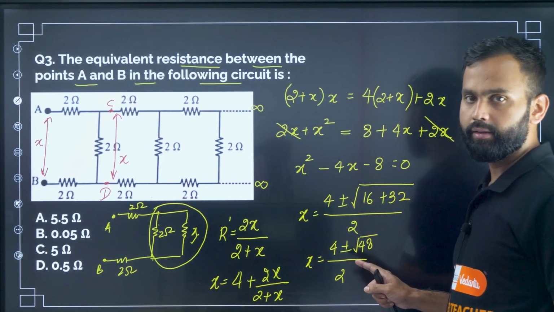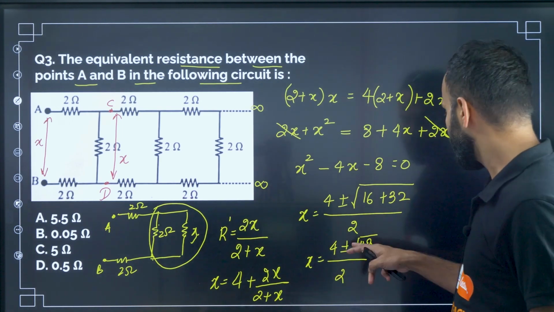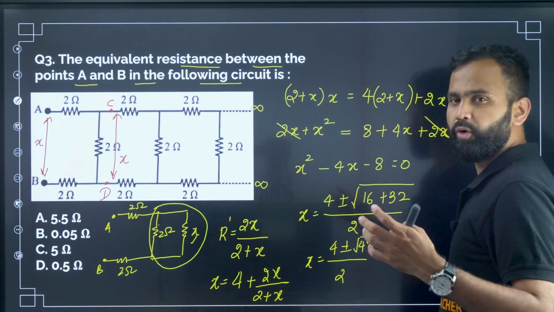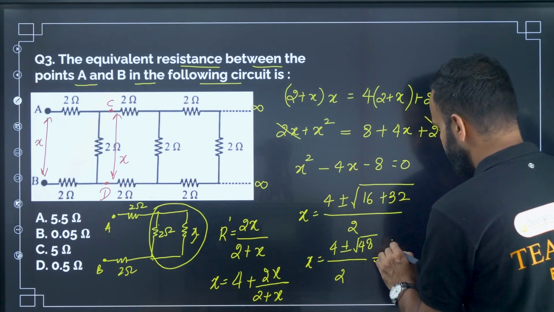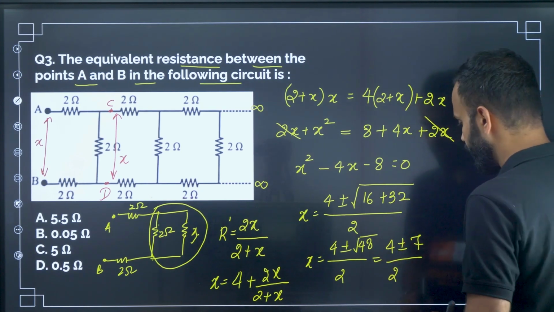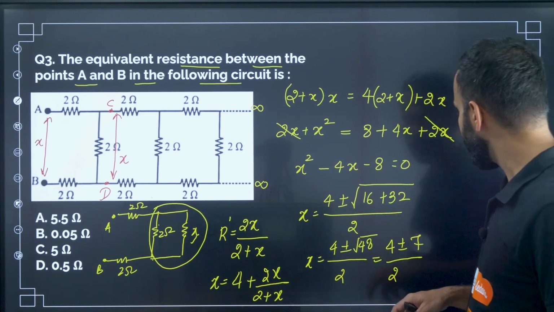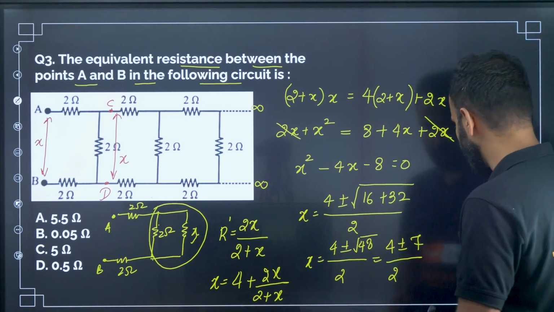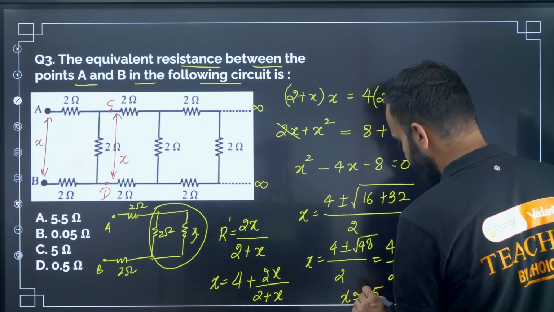Root of 48 is almost equal to 7, because root 49 is 7. So root 48 is almost equal to 7, that is 6.9 something, so I can consider it as 7. So here this will be 4 plus or minus 7 divided by 2. You cannot consider 4 minus 7 because resistance cannot be negative. So it is 4 plus 7 by 2, which is 11 by 2, and 11 by 2 is 5.5. So x is almost equal to 5.5.